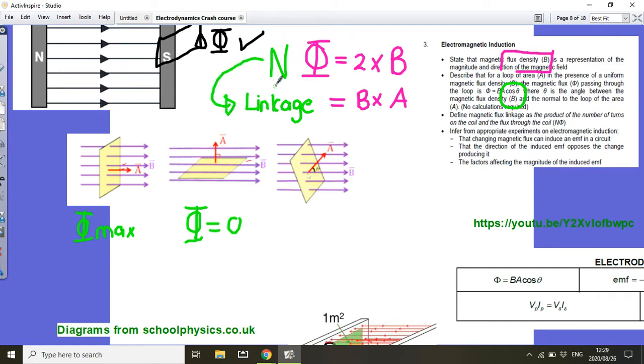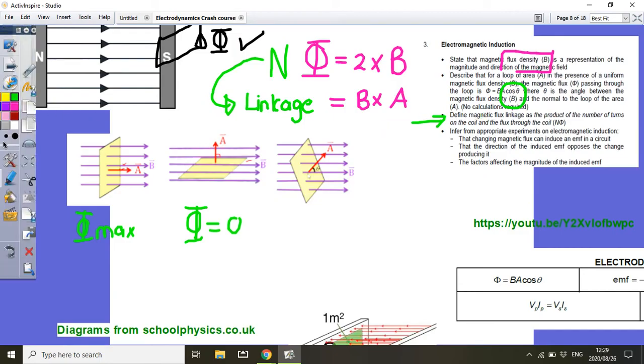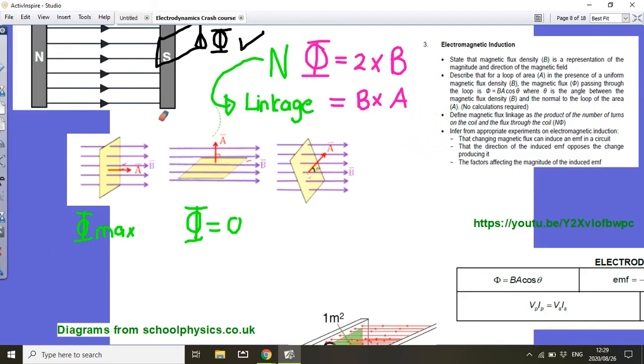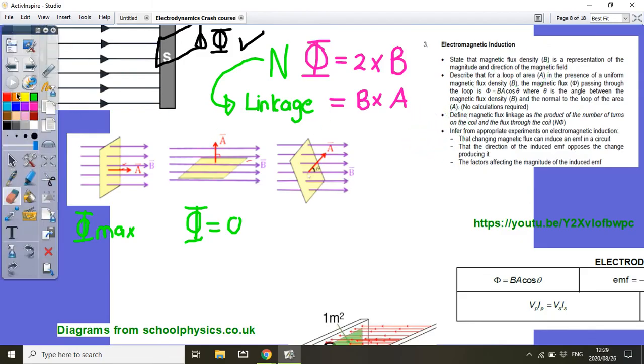Also, remember there's no real calculations in this topic. You're going to have to use these equations to explain things rather than calculate. So magnetic flux linkage is just N times phi, as it is in the definition here. Magnetic flux linkage is just the number of turns times the flux. Because we don't really calculate, we don't talk about the units that often, but it would be nice if you know them.